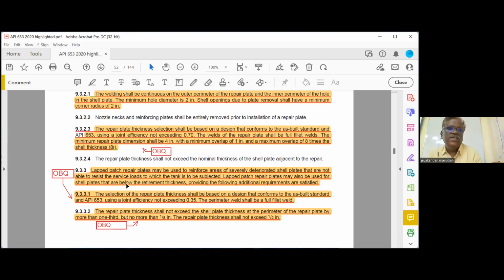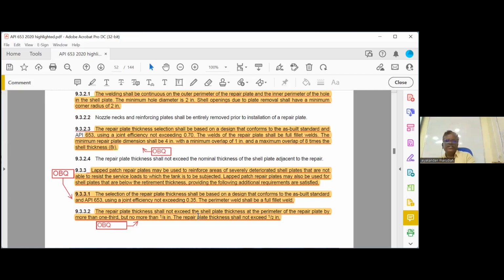Okay, highlight this one. Lapped patch repair may be used to reinforce severely deteriorated shell plates that are not able to resist loads. The 9.3.3.1 open book question. The selection of the repair plate thickness shall be based on a design that conforms to the API standard using a joint efficiency not exceeding 0.35, because only one side welding. That is the logic. Whenever you want interpretation of the code, you have to understand how it is written, what intent it is written with.